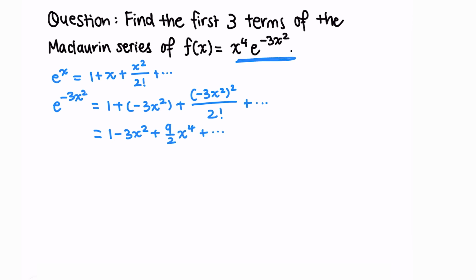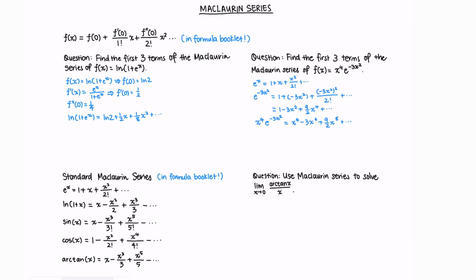Now then we can find the Maclaurin series of f(x), which is just x to the power of 4 times e to the power of negative 3x squared. So what we're doing is multiplying x to the power of 4 to this entire thing over here. So that's just x to the power of 4 minus 3x to the power of 6 plus 9 over 2 x to the power of 8. Now if we look at this question again, if we were to attempt to do this with differentiation, this would be quite difficult to do manually because we have to use the product rule quite a few times.